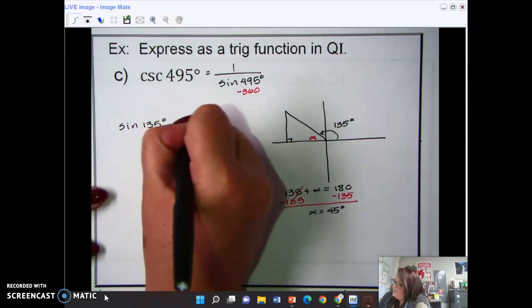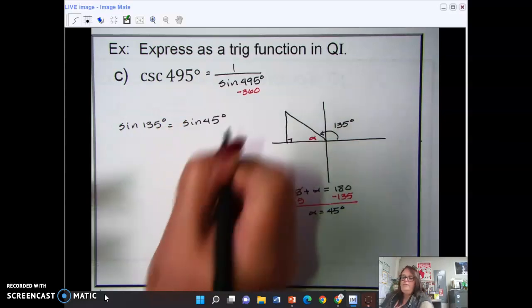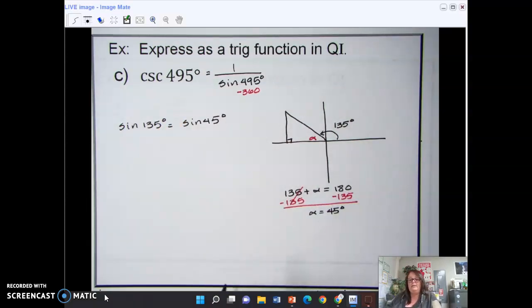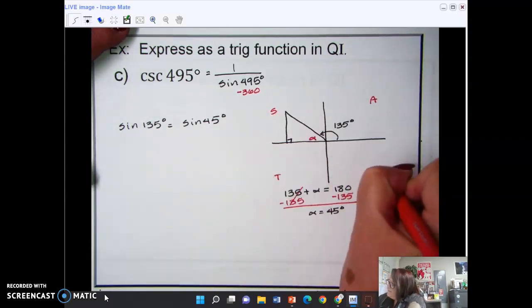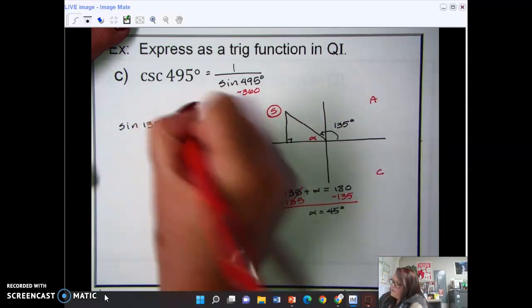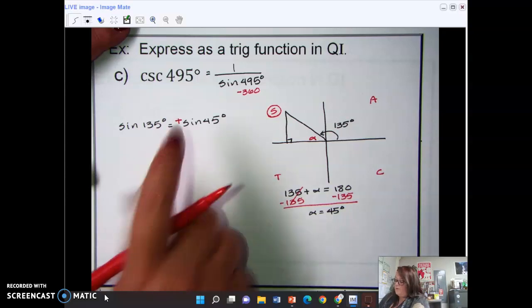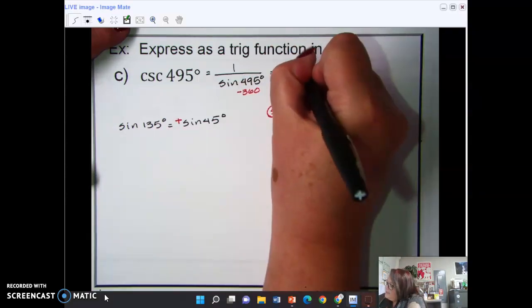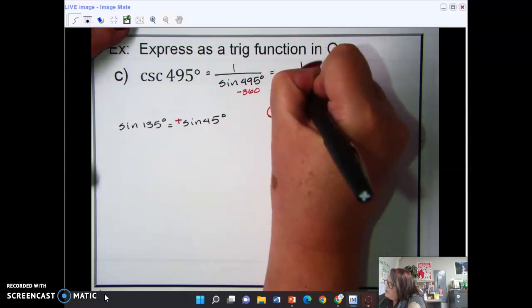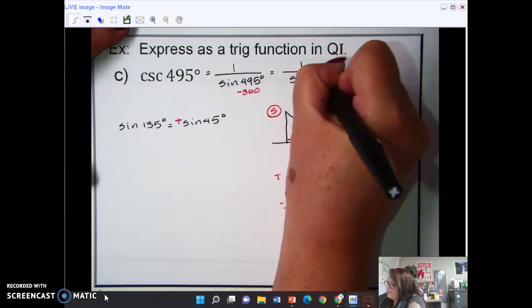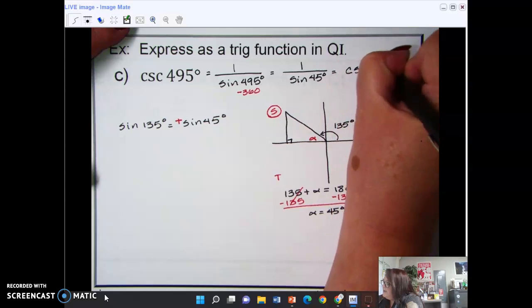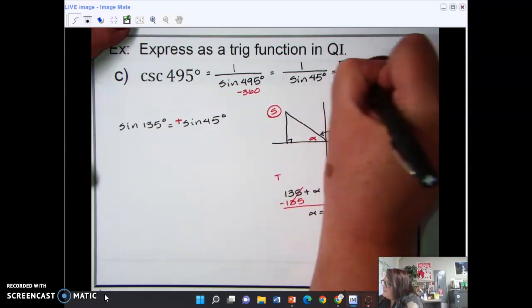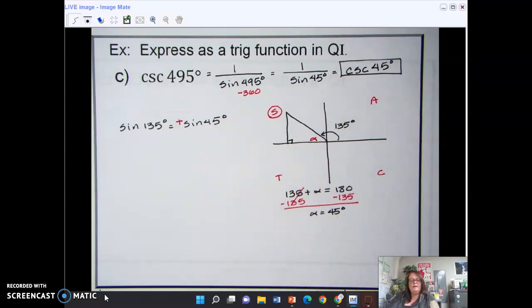So this is equivalent to the sine of 45 degrees in terms of the length of the sides, but I don't know if sine is positive or negative in quadrant 2. So if all students take calculus, sine is positive in quadrant 2, so that is going to remain positive sine of 45. So that means sine of 495 is equivalent to the positive of sine of 45 degrees. And so flipping it back up, this is the cosecant of 45 degrees, and it remains positive. So with that, see what you can do with D.